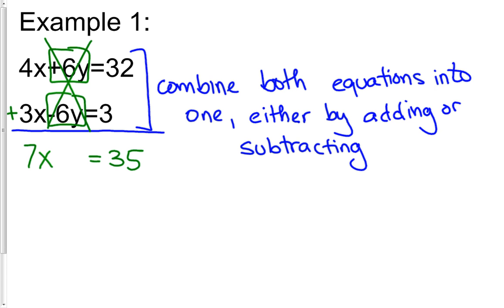So in combining both equations, simply combining all of our like terms, the y variables cancel out and we're left with one simple equation with just x, where we can divide both sides by 7 and get x is equal to 5.